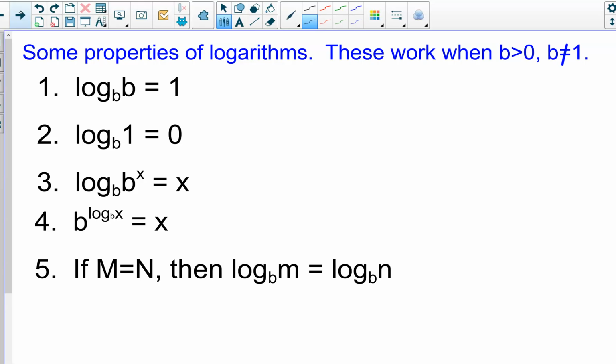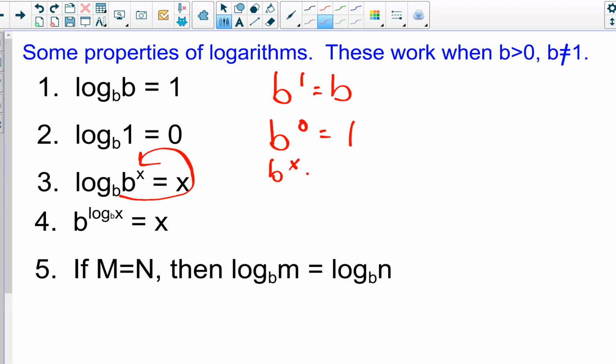So some properties of logs, these work when b is greater than 0 and b is not equal to 1. These are some shortcut properties that you should put to memory. And this one, if I put it in exponential, this would just be b to the first power equals b, which would be true. This would be b to the 0 power equals 1, which would be true. This would be b to the x equals b to the x, which would be true.